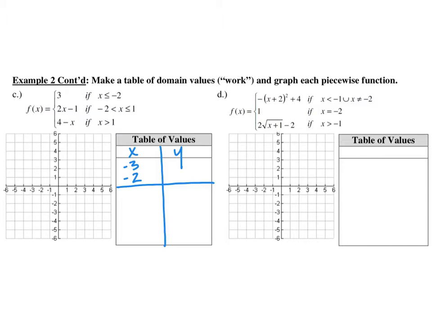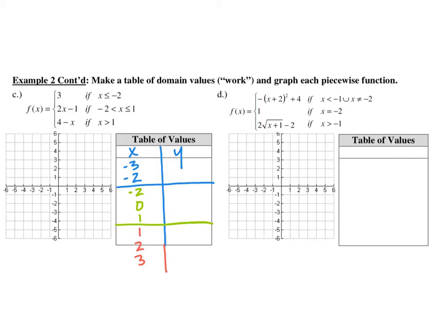And this one is 2x minus 1 if x is greater than -2 and less than or equal to 1. So we're going to do that -2 overlap. Let's try 0 and let's try 1. And then let's do the last one, 4 minus x if x is greater than 1. So we need to do the 1 overlap and then 2, 3. So now let's substitute these values in and get some outputs.